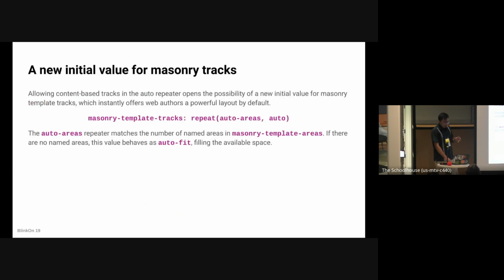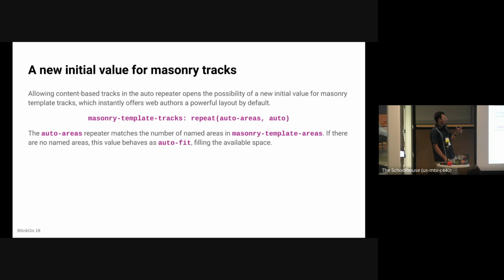This unlocks an exciting possibility of a new initial value for Masonry. And the spec introduces the auto areas repeater, which is the new default exclusively for the display type Masonry. This is not available in layout grid as of this moment.